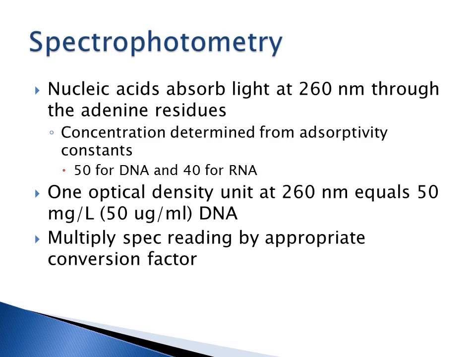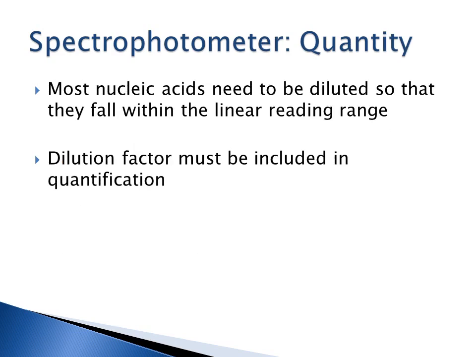So when you do your spectrophotometer reading, you're looking at optical density or absorption. So you're going to do your spectrophotometer reading at 260 nanometers, see what that reads, and then you're going to use the appropriate conversion factor to determine the amount of DNA or RNA that you have.